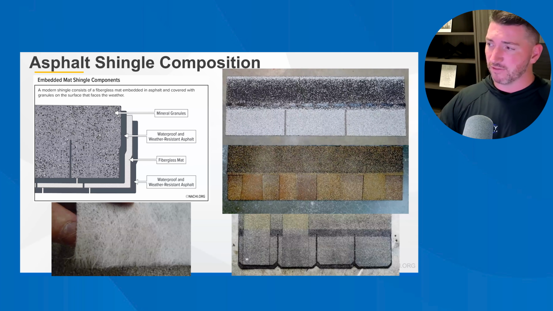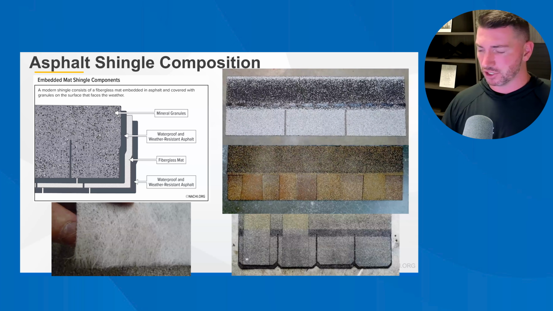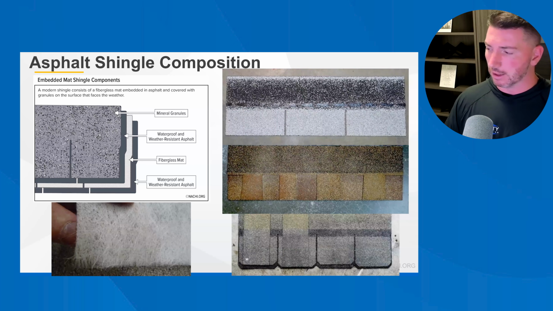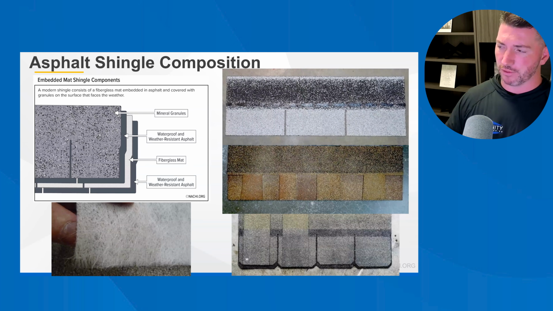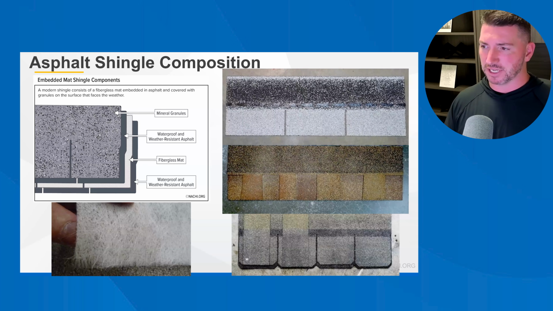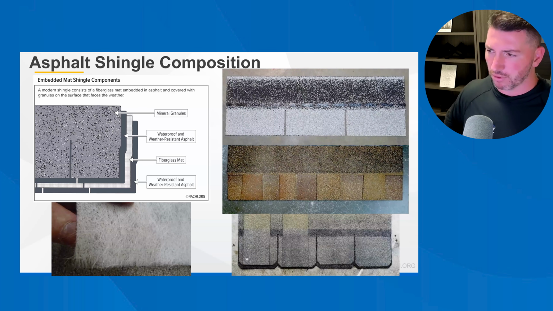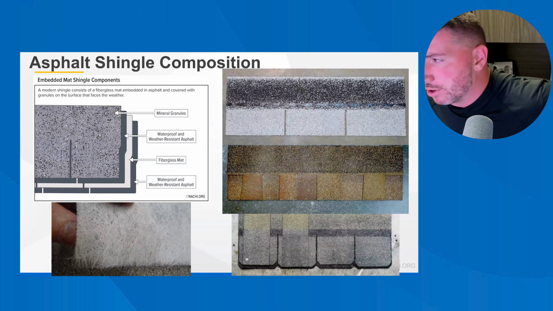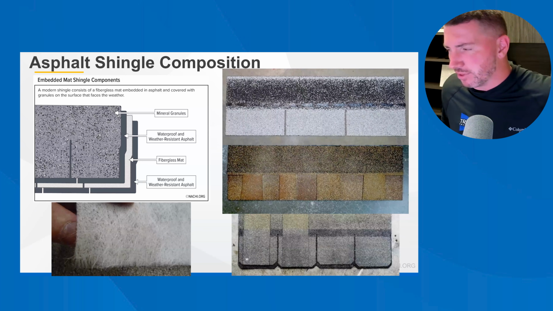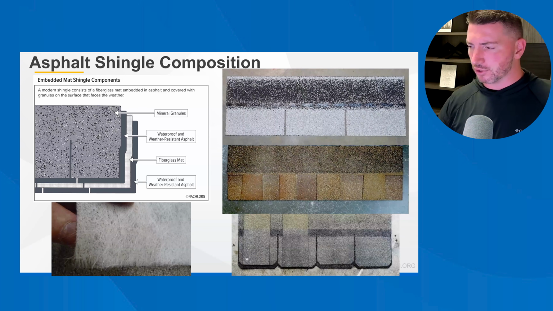So whatever the configuration of an asphalt composition shingle is, again, you've got your high profile like Presidential down at the bottom. You've got a laminated one in the middle, and then you've got your 3-tab on top. All of those functionally are made the same way, where you've got a fiberglass base mat, you've got it impregnated and coated with layers of waterproof and weather-resistant asphalt and coated on the top with granules. And then there's other things like the sealant strip and the nailing line, but the composition of the shingle is those layers.